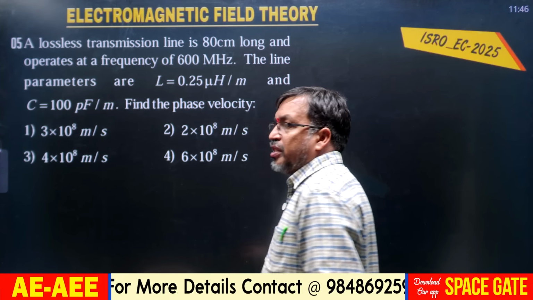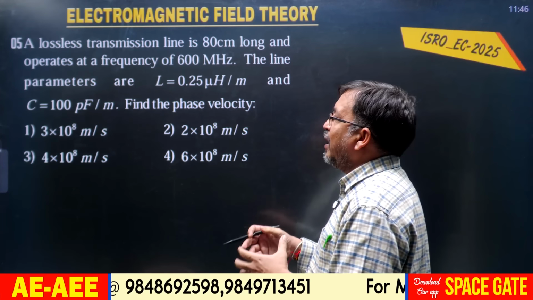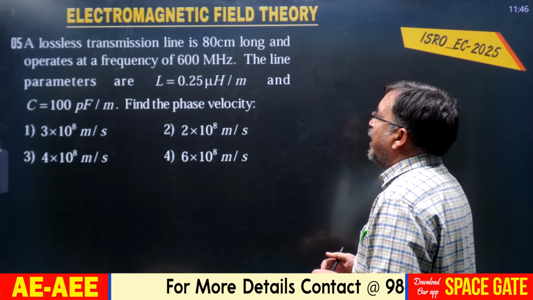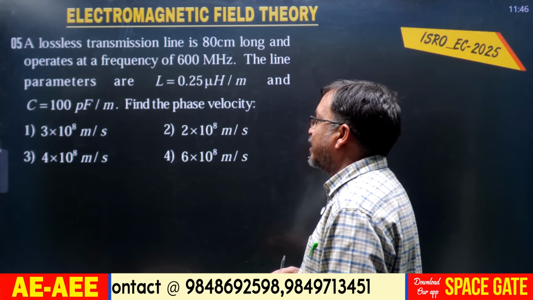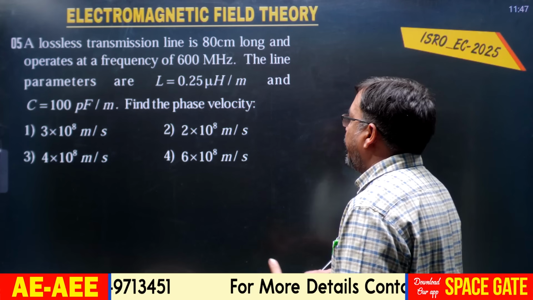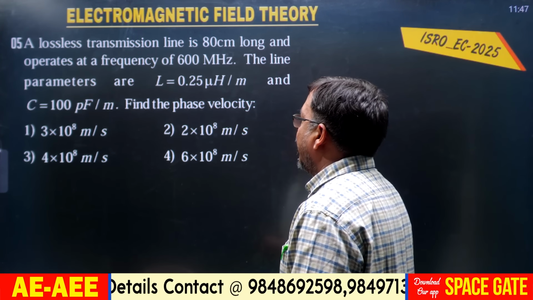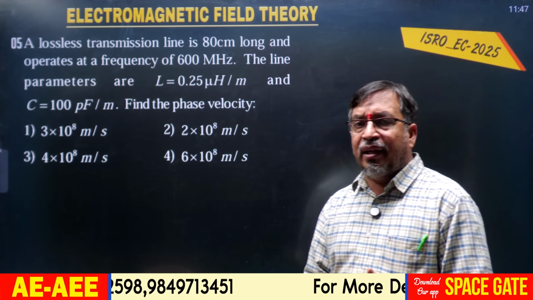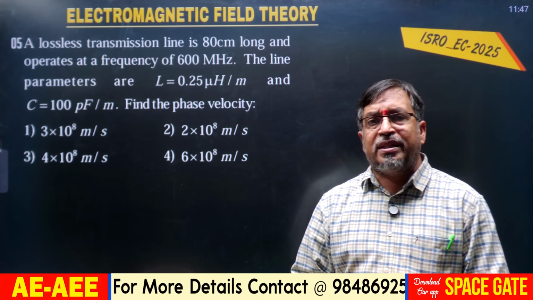This is the fifth question in our EMFT theory questions. This question is related to transmission lines. A lossless transmission line is 80 centimeter long and operates at a frequency of 600 megahertz. The parameters are L equals 0.25 micro Henry per meter and C equals 100 picofarads per meter. Then the phase velocity is. This is the question. And here we know the condition given: the transmission line is lossless.